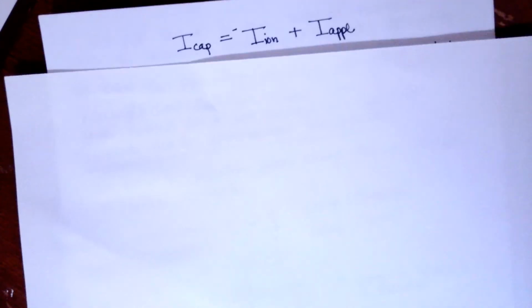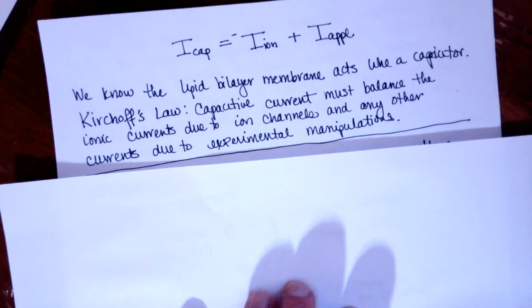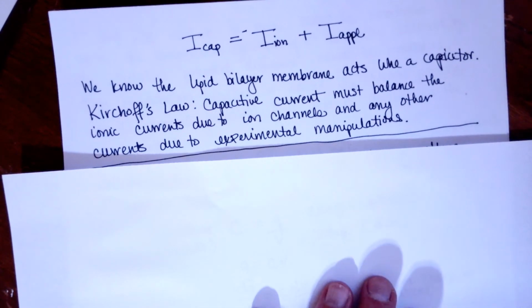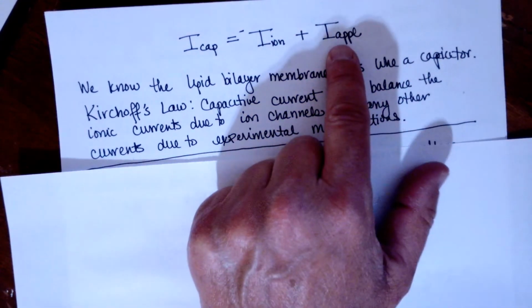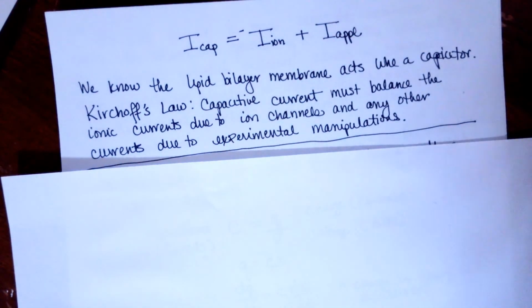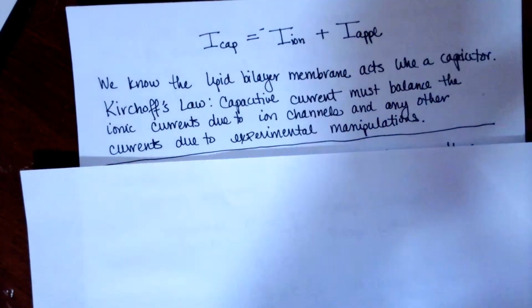All right, now we're ready to talk about our current balance equation. So we start with this equation. This is based on Kirchhoff's law. And Kirchhoff's law is basically based on this idea that the membrane, which is a lipid bilayer, acts like a capacitor. And so the capacitive current has to balance the ionic currents due to the ion channels and also any other currents that are due to experimental manipulations. Okay, so this I applied here is an applied current, a current that's applied during an experiment, right? Without that applied current, in just its natural situation, our capacitive current would balance our ionic currents.